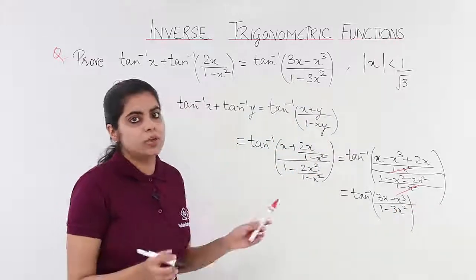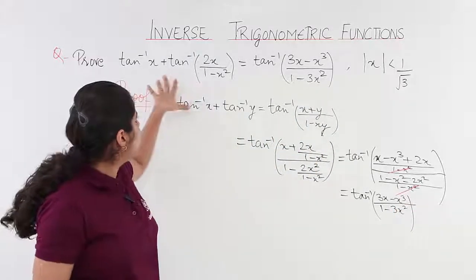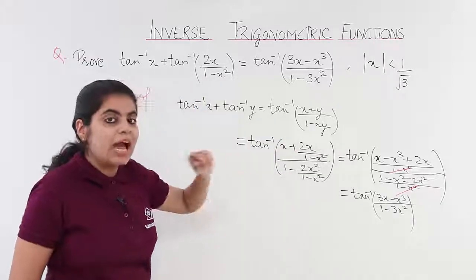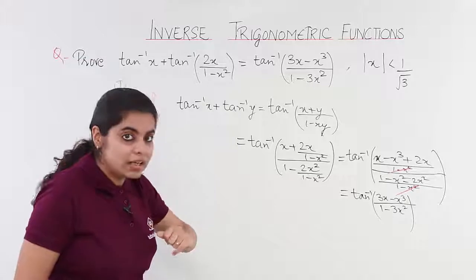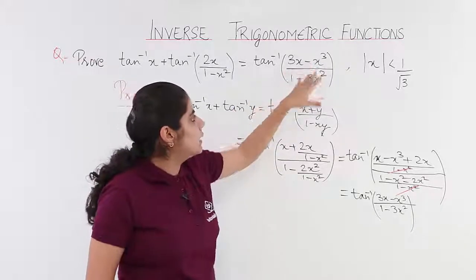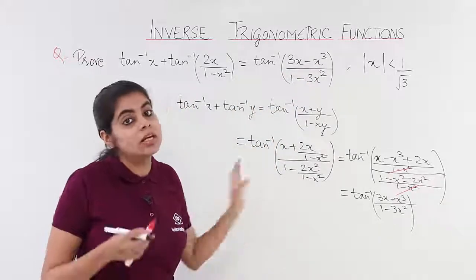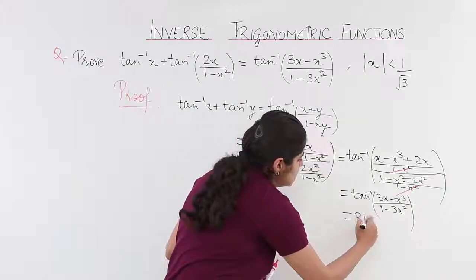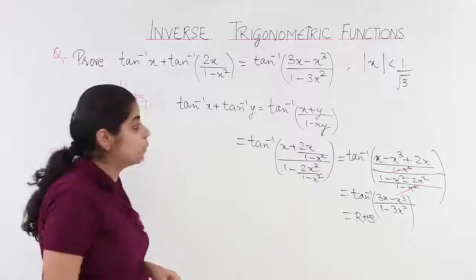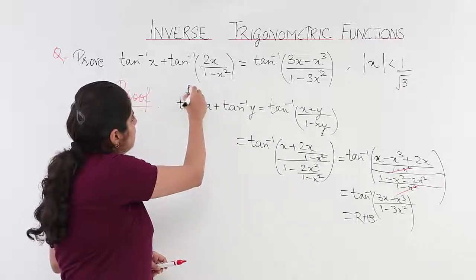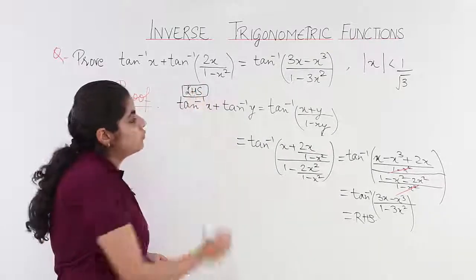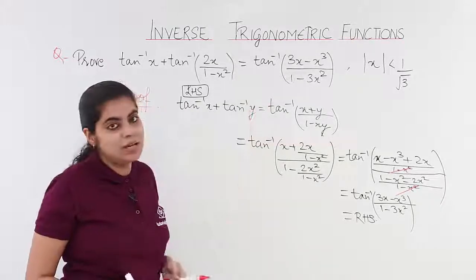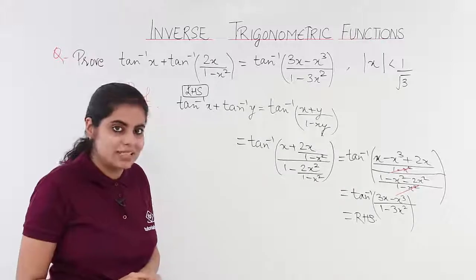Now let's see the question again. My question was tan inverse of two terms added together, which we solved, and in the result we needed to find out whether tan inverse 3x minus x cube upon 1 minus 3x square comes or not. Yes, it is the RHS. So I started with the left hand side of the question, that is the LHS part, and what I got is the right hand side, that is tan inverse 3x minus x cube upon 1 minus 3x square.